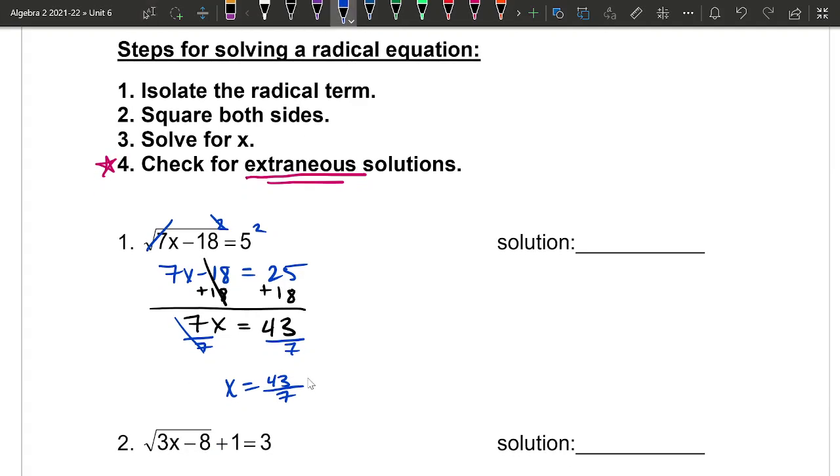So I have x equals 43 over 7, and I have to check it to make sure it is a true solution. It might be a fake solution, or extraneous. So I'm using the original problem, square root of 7 times a blank for x, minus 18, equals 5. Plug in 43 over 7.